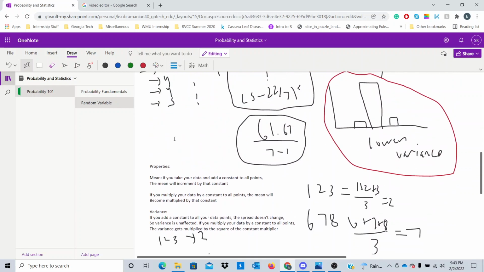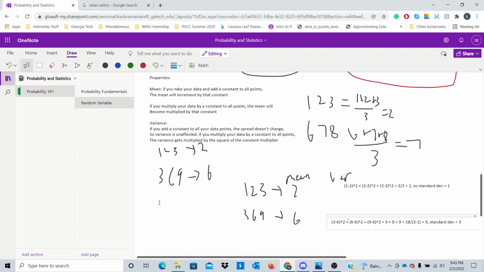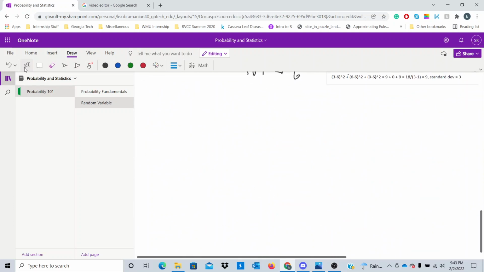So hopefully that gives you some cool ideas about the properties of mean and variance from an intuitive standpoint. We're going to move on to the next section, which is random variables.